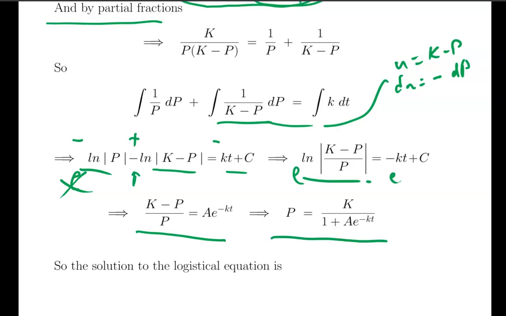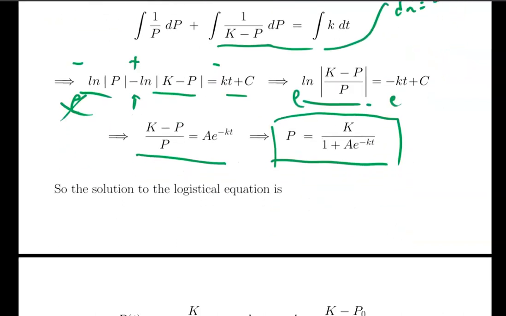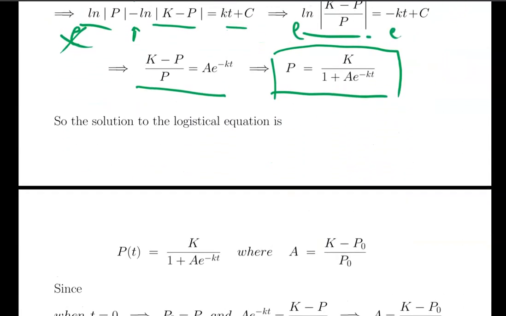So I multiply both sides by p, then add the p over to the right, factor it out, and move that over. This is our solution. So that's the solution to the logistic differential equation. P of t is the carrying capacity over 1 plus A e to the minus kt. It does have an exponential in it, obviously, but it's not just A e to the kt. There's a little bit more involved.